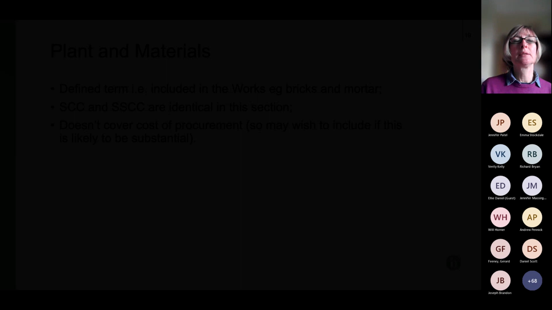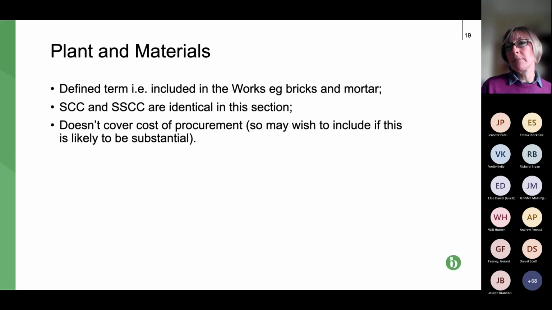Next slide, please. So we're on to plant and materials. This is the third item in the schedules. Again, it's a defined term in the contract. It's the items that are included in the works, so the bricks and the mortar. It's the stuff that you're not going to remove and take back with you and send back to the hire company or back to your site, your premises, when you finish the project. So quite nicely, the schedule and the shorter schedule are identical in this section.